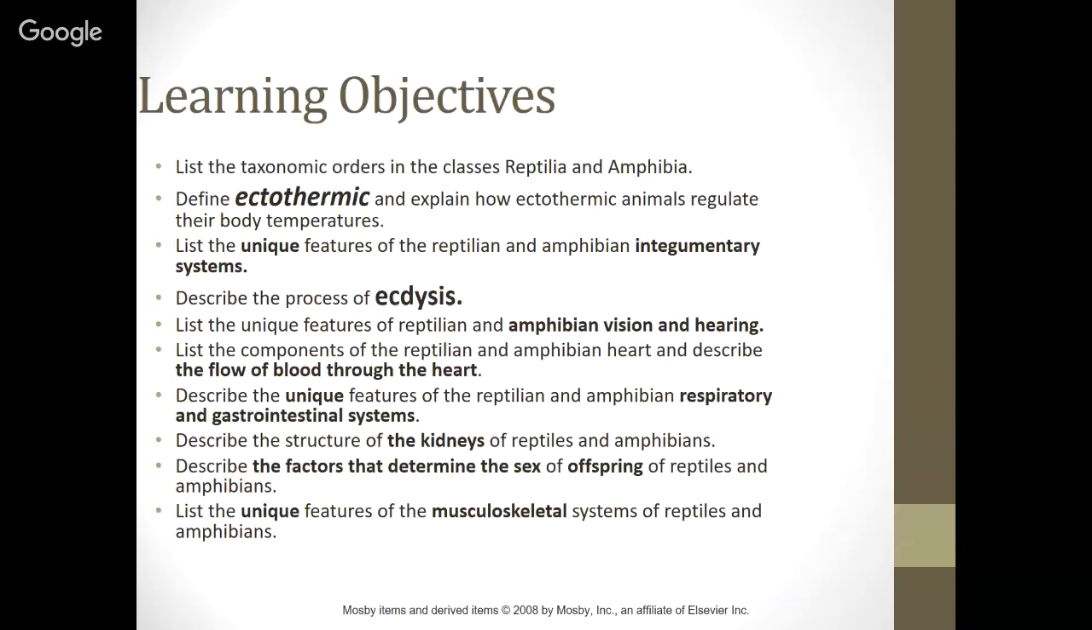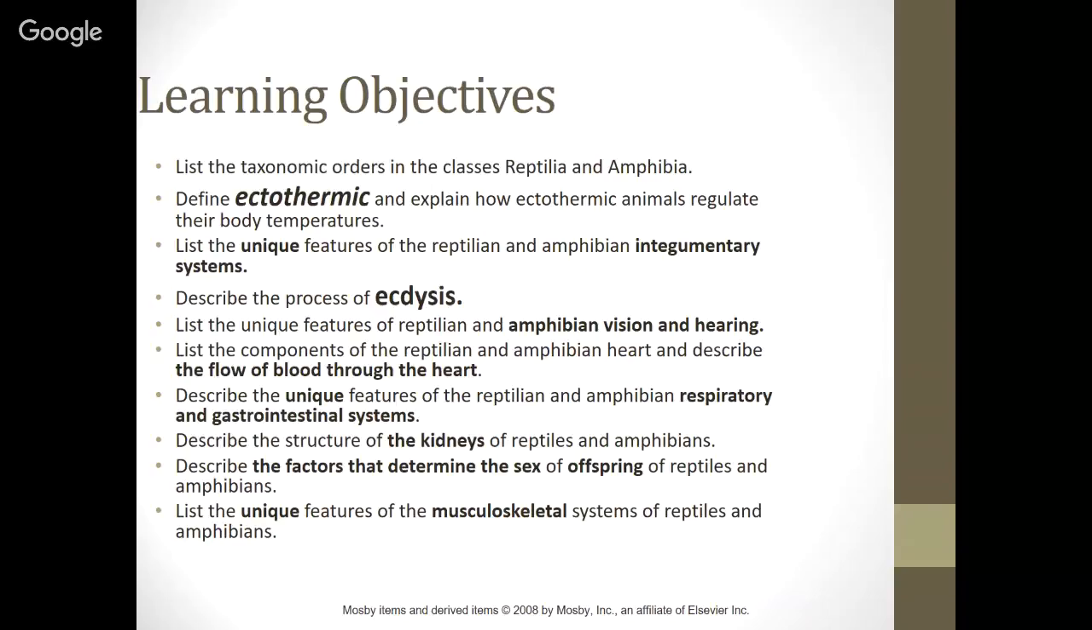We'll define ectothermic and explain how ectothermic animals regulate their body temperatures. We'll list the unique features of the reptilian and amphibian integumentary systems. We'll describe the process of ecdysis. What is ecdysis? That's really exciting. You're going to learn about ecdysis today.